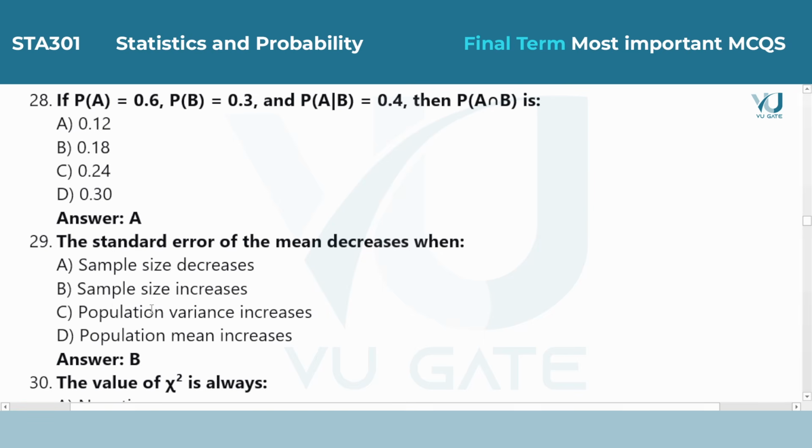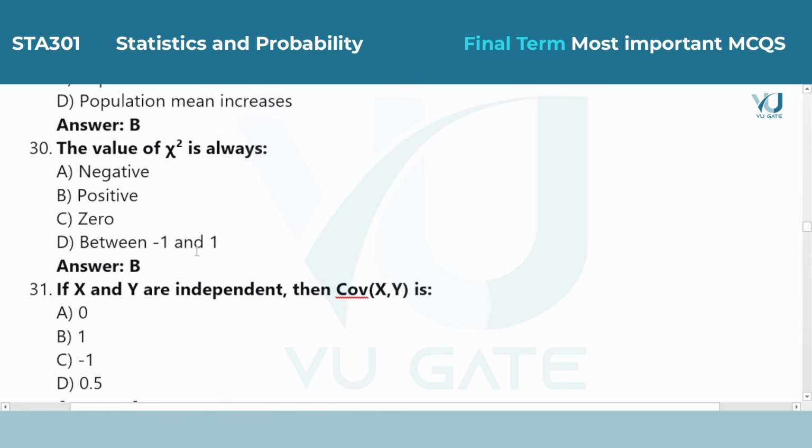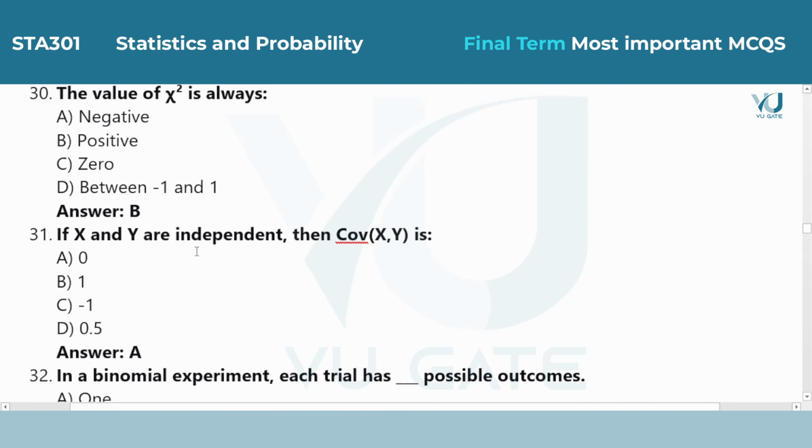Question. If P of A equals 0.6, P of B equals 0.3, and P of A given B equals 0.4, then P of A intersection B is. Answer. A, 0.12. Explanation. This is calculated by multiplying P of A given B by P of B, which is 0.4 times 0.3. Question. The standard error of the mean decreases when. Answer. B, sample size increases. Explanation. As the sample size grows, the estimate of the mean becomes more accurate, causing the standard error to go down.